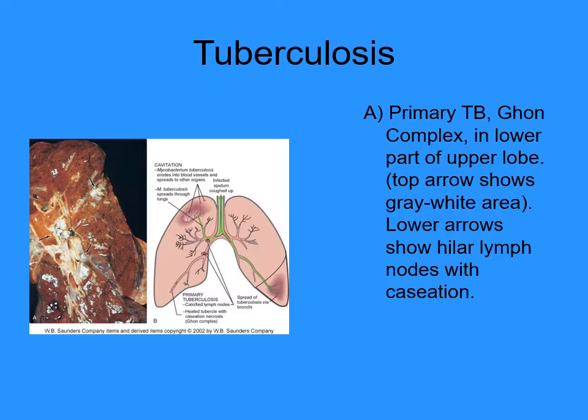And B shows cavitation, what it looks like. Primary tuberculosis shows calcified lymph nodes. Healed tubercle with caseation necrosis, which is a Ghon complex. And then spread of tuberculosis by way of the bronchial passageways.